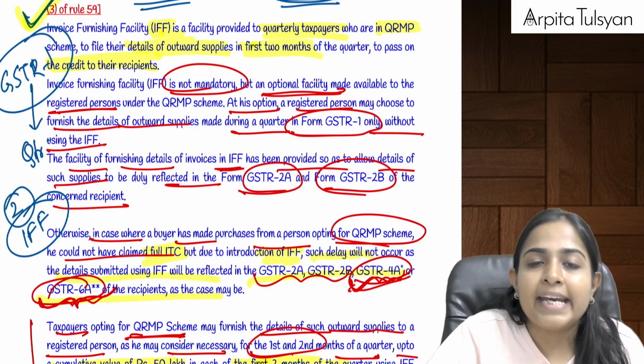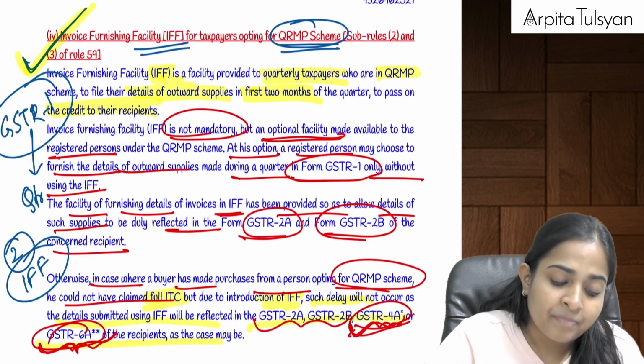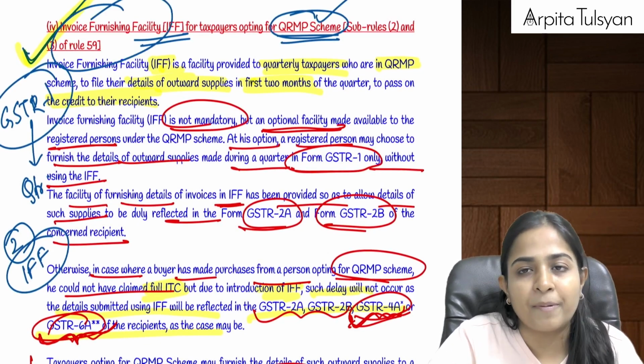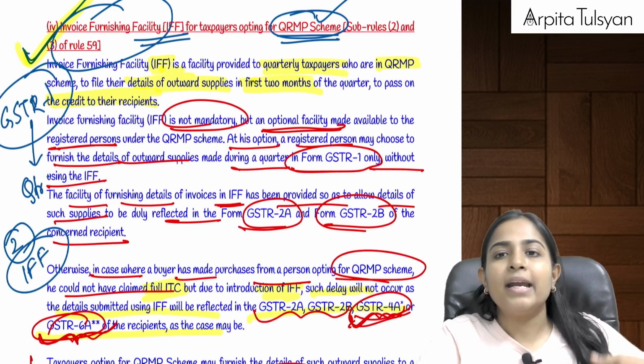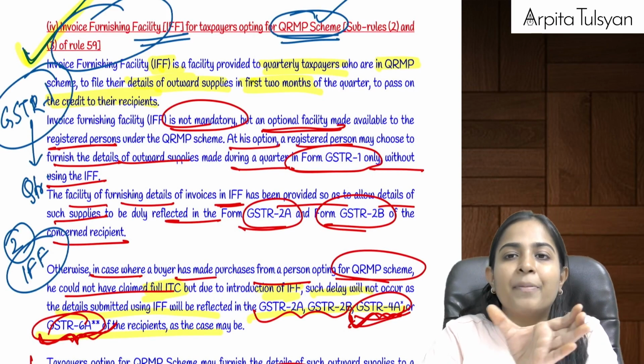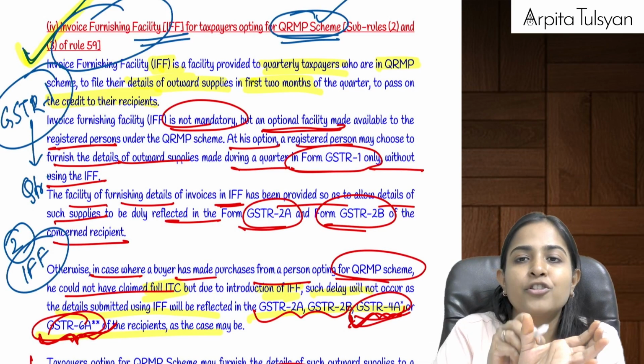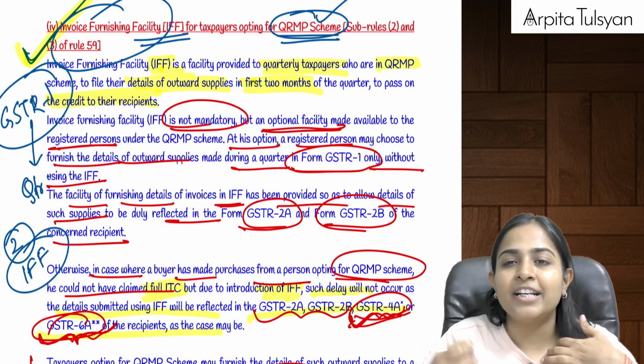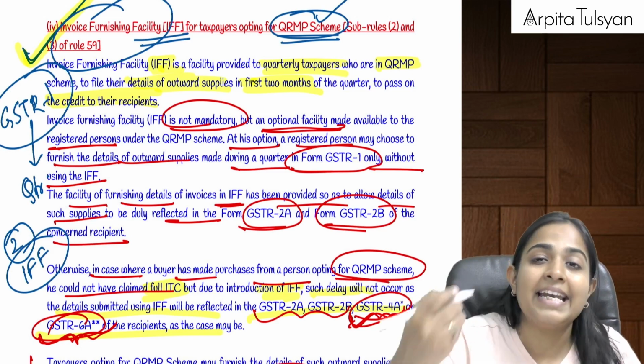That is an invoice furnishing facility. Okay, invoice furnishing facility will be given to such persons who have opted for QRMP. Now what will happen? Let's talk about April to June. For the first 2 months of the quarter, that is for April and for May, they can furnish the details of their outward supplies in IFF.